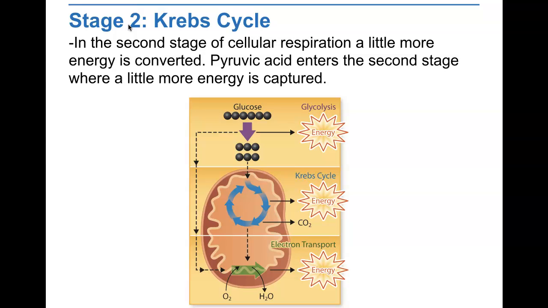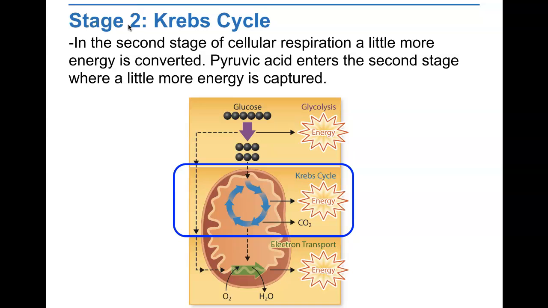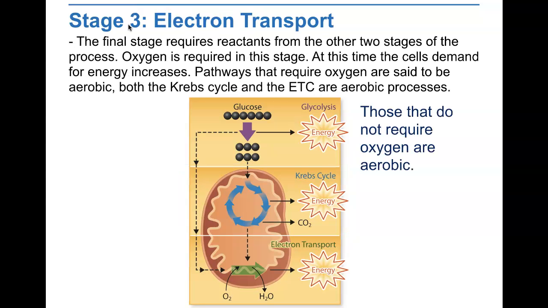In the second stage, pyruvic acid enters what's called the Krebs cycle, where a little more energy is captured. In this stage, carbon dioxide is let off as a waste product. The bulk of the energy, however, comes from the final stage of cellular respiration, the electron transport chain. This stage requires reactants from the other 2 stages of the process.